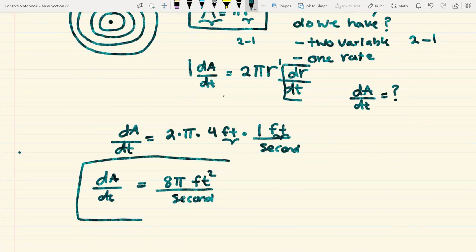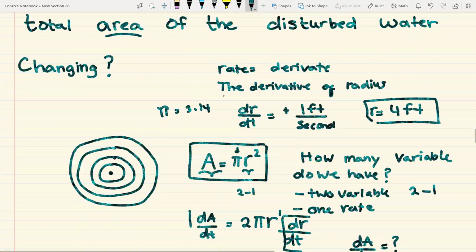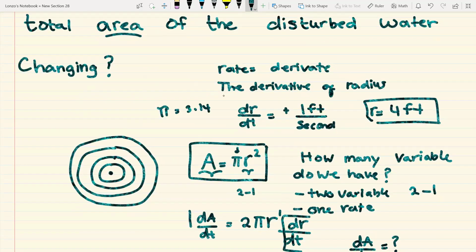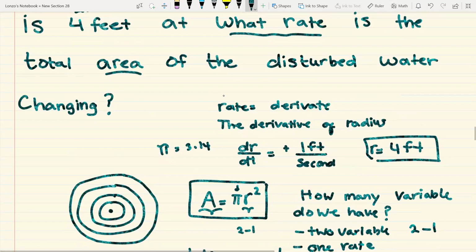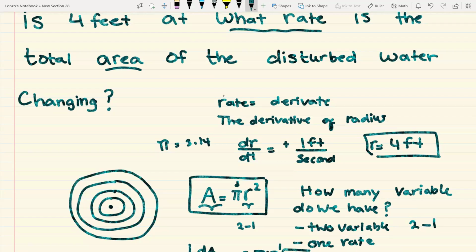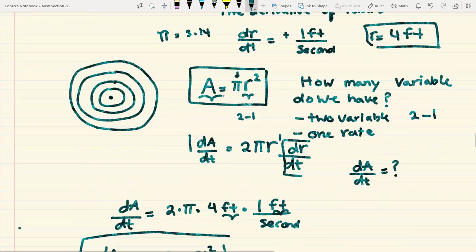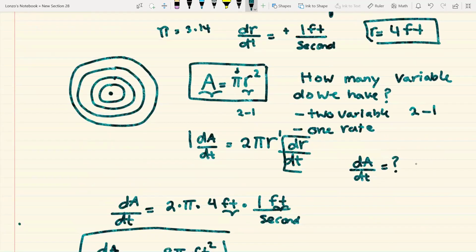Okay, so we just solved this related rate word problem. What I did was draw the best image I could and write down everything I have. The radius is 4 feet. The speed, dr dt, is 1 feet per second. This represents a circle, so we have to use the area of a circle, which is A equals pi r squared. Figure out how many variables we have. We have 2 variables, so that means we should have 1 rate. Then figure out what we need to solve. We need to solve for dA dt.